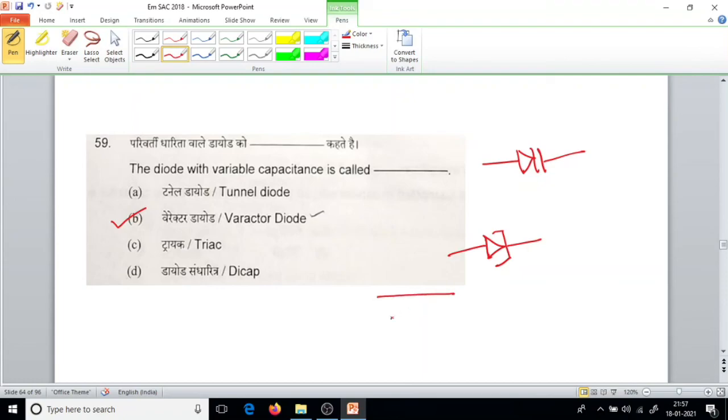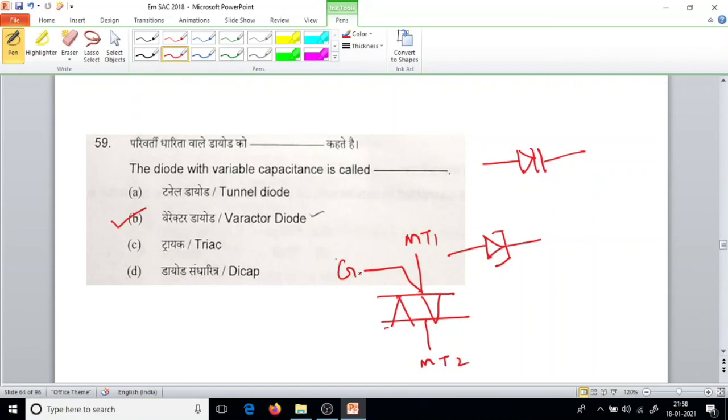Triac is a device that can conduct AC both ways. This will be MT2, MT1, and there should be a gate also. I think this is the gate.